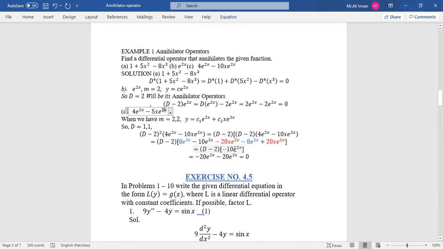Now we will write minus 10e^(2x) with D minus 2. The derivative of e^(2x) will be 2 into e^(2x), and 2 multiplied with 10 gives us minus 20e^(2x) minus 20e^(2x), and this is a plus term, so these terms are cancelled. So the annihilator operator of this part is (D minus 2) squared.